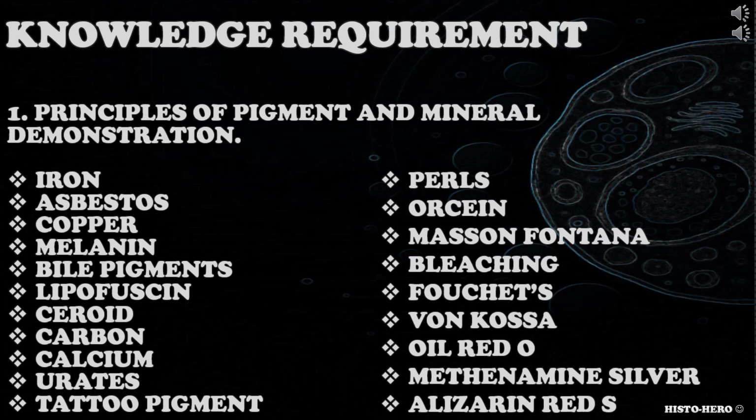Let's have a look at the first knowledge requirement, which is for you to know the principles of pigment and mineral demonstration. What are pigments and minerals and how would you demonstrate them? What demonstration technique would you use to demonstrate them? How do these demonstration methods work? Consider iron, copper, melanin, bile pigments, lipofuscin, asbestos, calcium and urates. Also consider various demonstration methods like Perls, Orcein, Masson Fontana, bleaching, von Kossa, alizarin red S, Fouchet stain or methenamine silver stain.